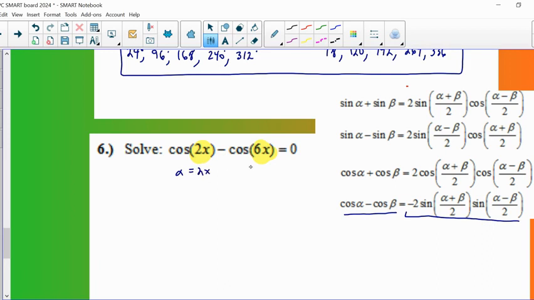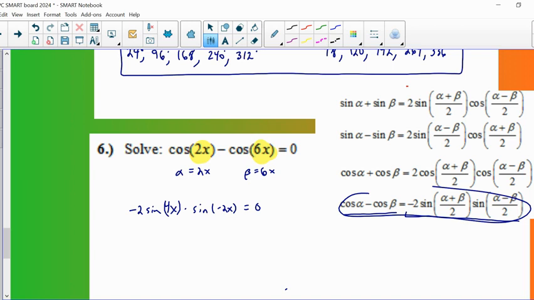If I'm trying to make sure I understand this, and beta is equal to 6x. As I use this particular formula, the first thing I'm going to do is -2 sine of (2 plus 6)x divided by 2, so sine of 4x, times sine of their difference divided by 2. So 2 minus 6 is -4, divided by 2 is -2x. That equals 0. So I've taken a sum, or a difference, that's equal to 0, and made it a product. So that helps us, right?